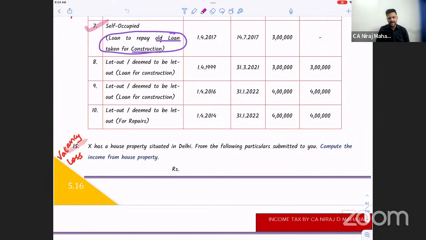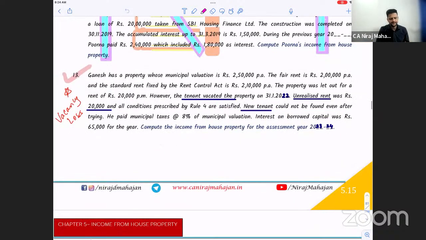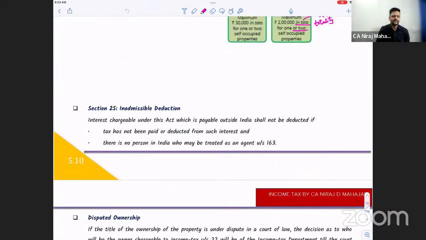For that, what do we compare? Expected rent, actual rent, whichever is higher. So how do you calculate expected rent? Higher of municipal valuation or fair rent, but subject to standard rent. Remember that. Then we have seen Rule 4 also. What was Rule 4? Unrealized rent. I hope you remember that.